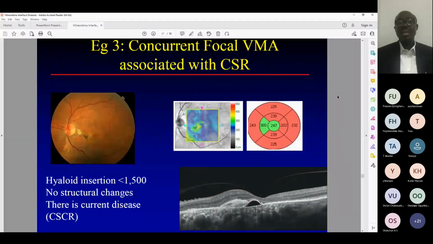So because it's inserted within 1,500 microns, we say it is focal. Because there's no architectural change there, we say it's a VMA, but because there is a concurrent disease, we say this is a concurrent focal VMA, and in this case, associated with the CSR. Should we move to the next one?